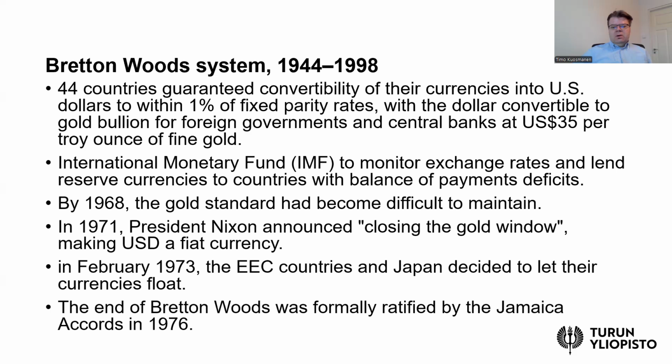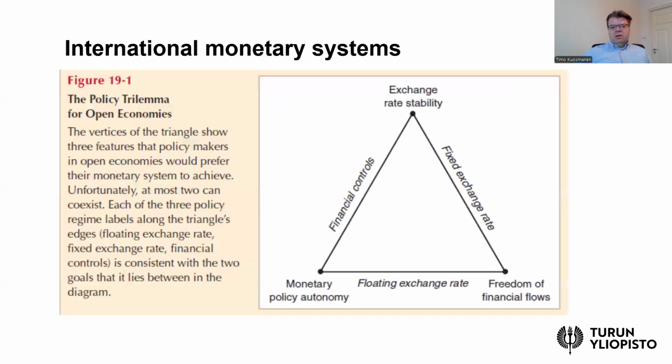So in the early 70s, the Western European countries found themselves in a new situation. They used to have financial controls which maintained fixed exchange rates and monetary policy autonomy, but without freedom of financial flows. Suddenly they found themselves in a world of floating exchange rates, which sacrifices exchange rate stability and creates more uncertainty.